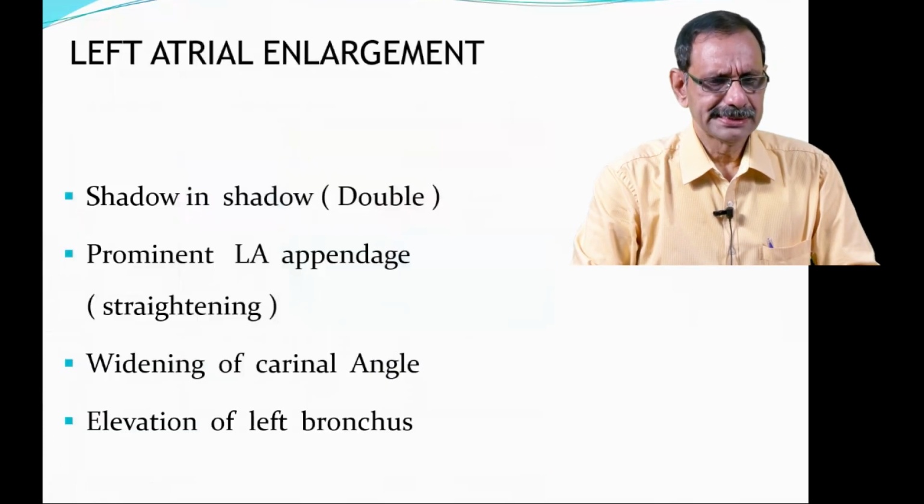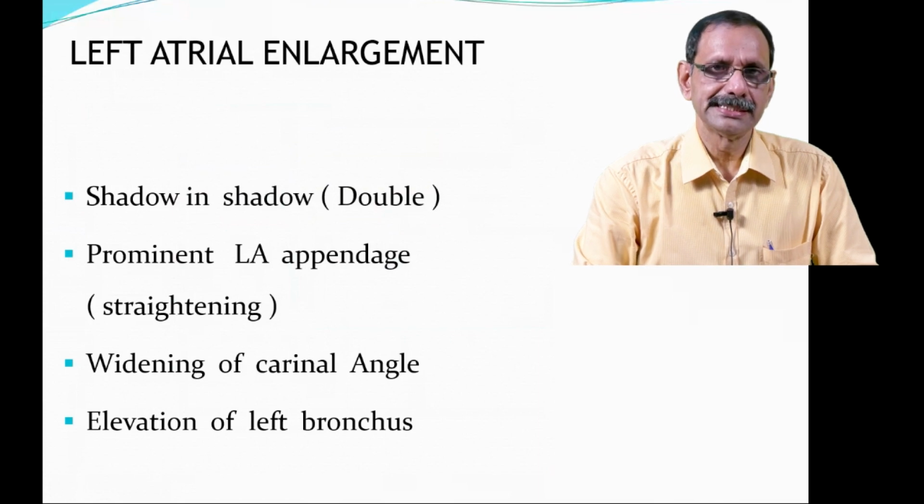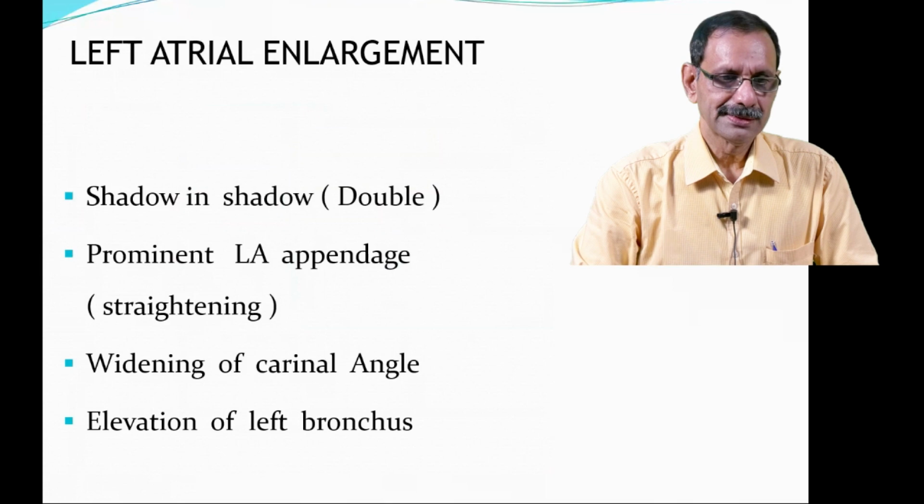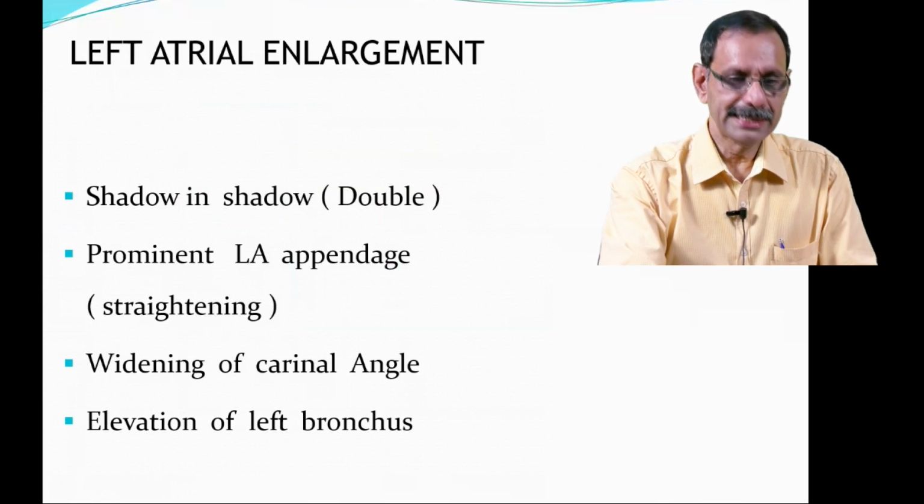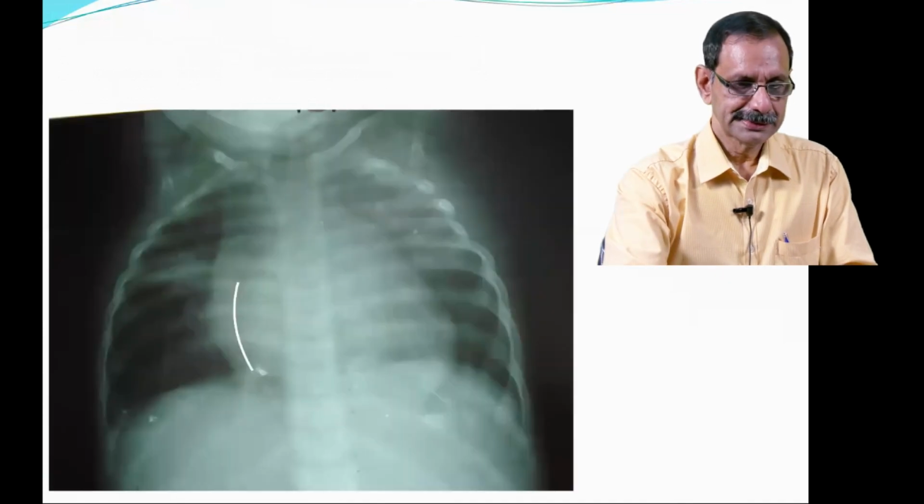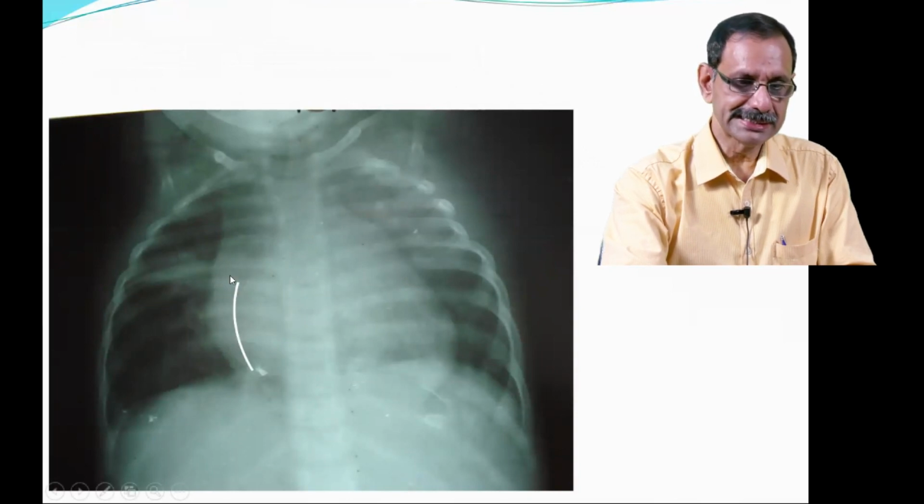Left atrial enlargement: shadow in shadow on the right side, that is, within the shadow of the right atrium there is another shadow which actually is the left atrium. Prominent left atrial appendage on the left heart border below the pulmonary bulge. Widening of the carinal angle and elevation of the left bronchus are both possible, but rare and difficult to pick up in an ordinary X-ray. See, this is just to show how the left atrial shadow will appear.